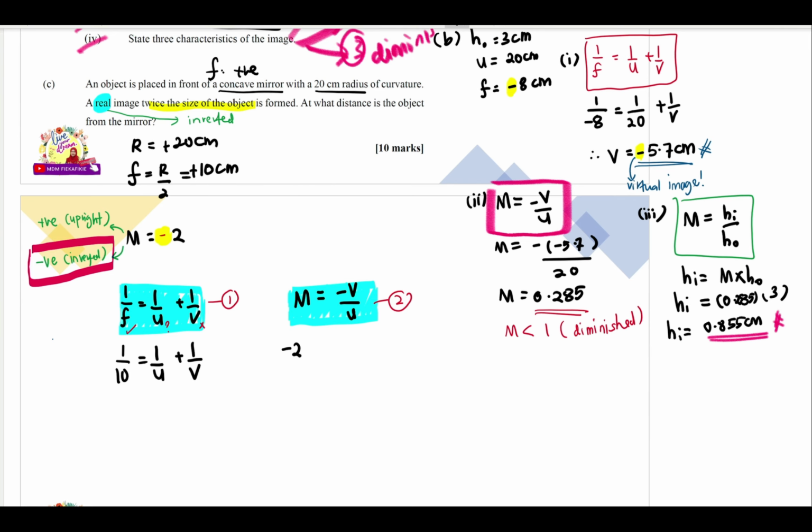Kalau you letak 2, you tak faham hint yang dia bagi dalam soalan: a real image. So, real image must be inverted. So, magnification dia mesti negative. Alright? So, dia akan jadi macam ni lah. V dia you akan dapat 2U.